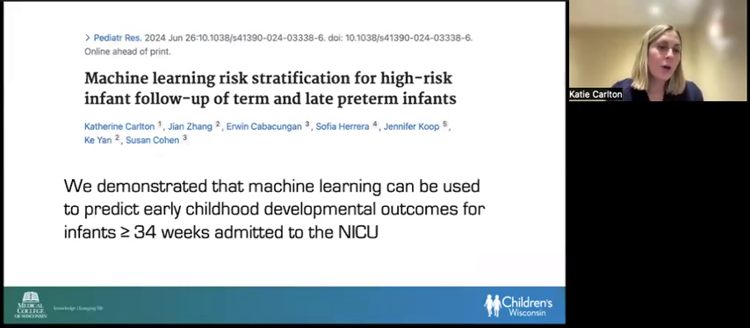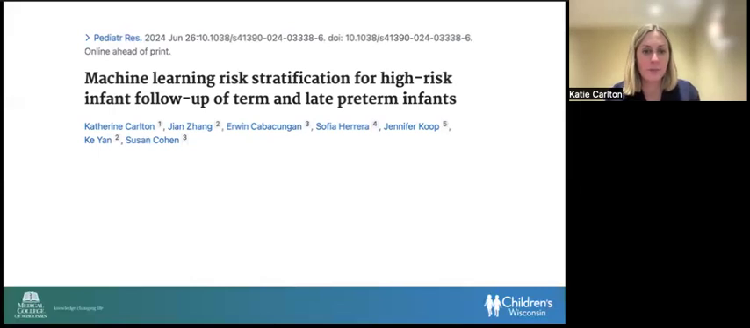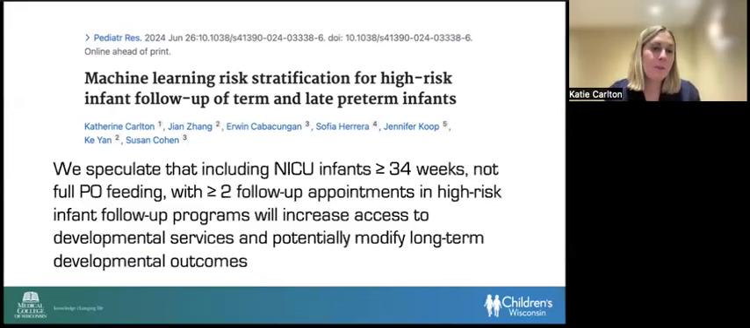So we demonstrated that machine learning can be used to predict early childhood developmental outcomes for infants greater than or equal to 34 weeks. And we speculate that including NICU infants greater than or equal to 34 weeks, not fully orally feeding, and with two or more follow-up appointments in high-risk infant follow-up programs will increase access to developmental services and potentially modify lifelong developmental outcomes for these patients.